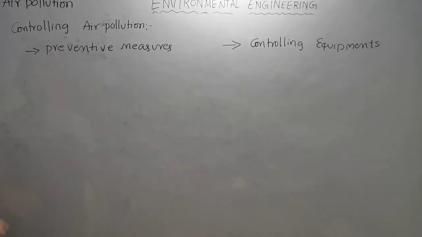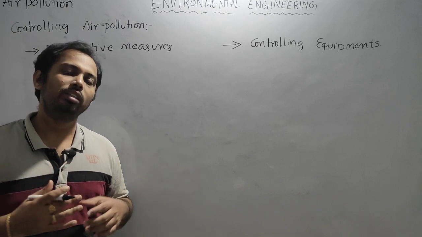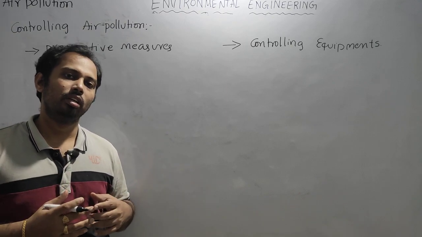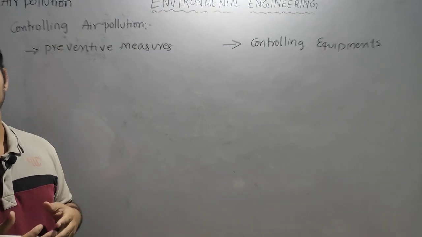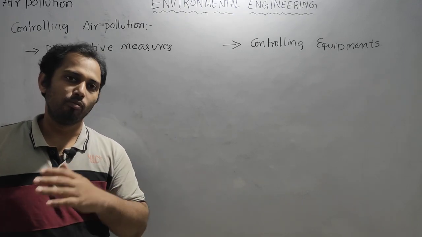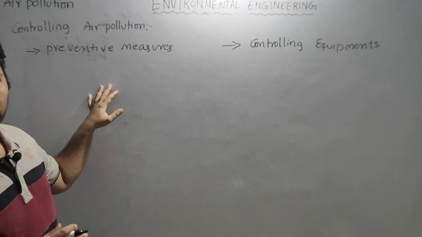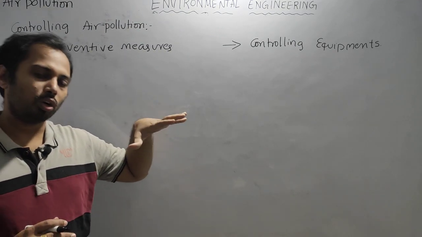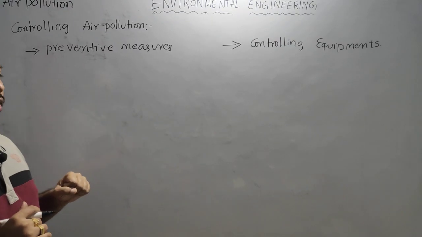So, what are the preventive measures? If you see thermal power, when we are using thermal power, we need coal combustion. When coal is combusted, SOx will be emitted into the environment. So what can we do? We have to reduce the thermal power usage and rely more on renewable sources such as solar power. That is a preventive measure. If we reduce the coal combustion, we can reduce the SOx emission. Are you getting the point?